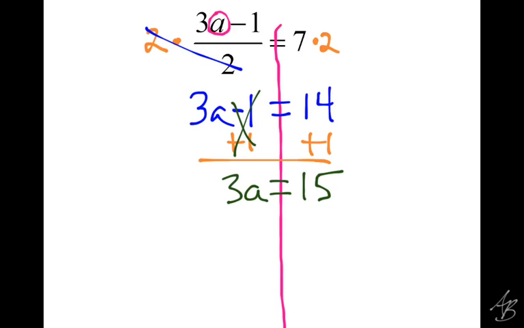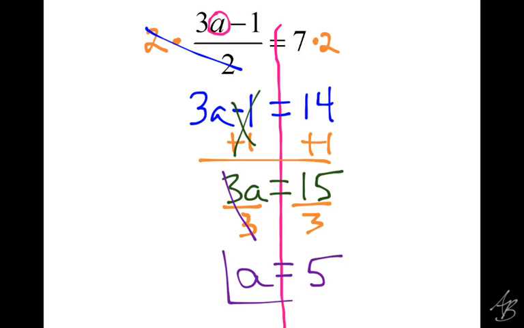Divide by 3. And when those 3's cancel, we get a equals 5. And that is your final answer. How can we check to see if that's the right answer? Exactly. We could put 5 in anywhere we see an a, which would just be right there, right? So we go back to the original equation, put 5 in where the a is, and simplify this.